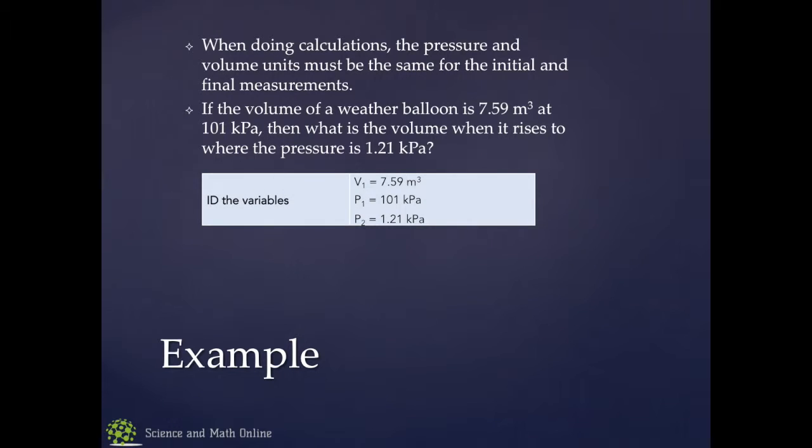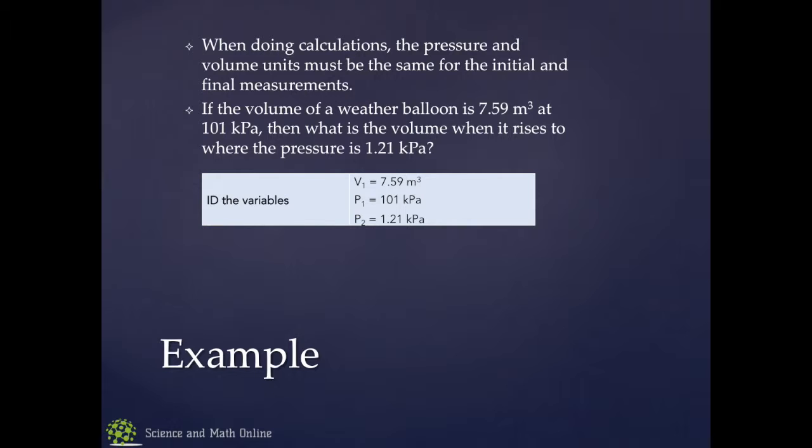First, identify your variables. All right, so I've got volume. I've got 7.59 meters cubed, that's a volume. And then I've got two pressures. One's my initial and one's my final. So the 101 is the initial, the 1.21 is the final. So I've identified my variables.